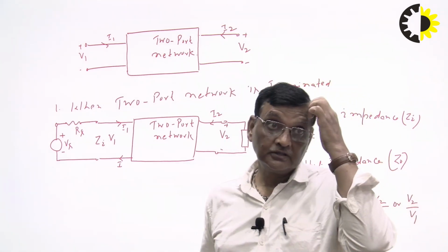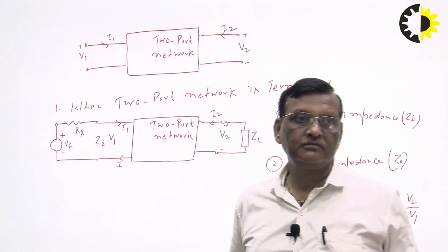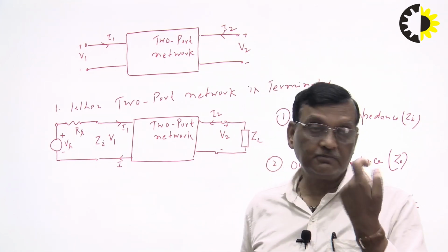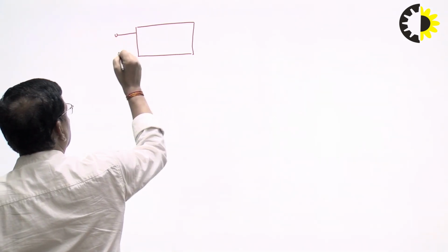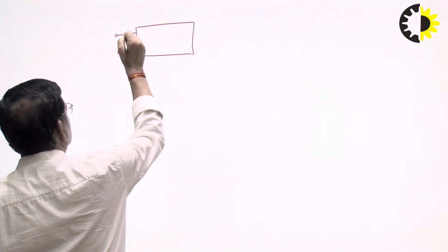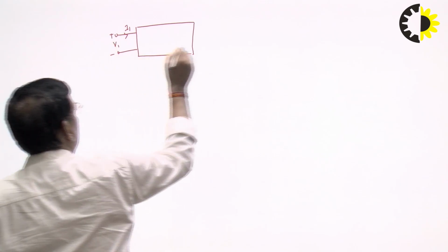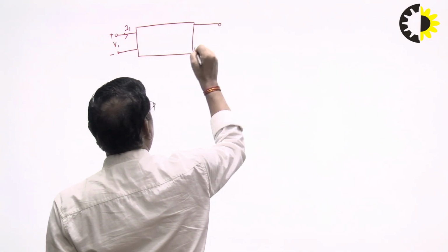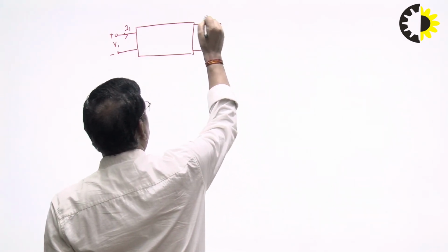So how will we do it? For that you have to draw the equivalent circuit of Z parameters. Basically we know that suppose this is your two-port network. This is your V1, this is your I1, and this is your V2, and this is your I2.